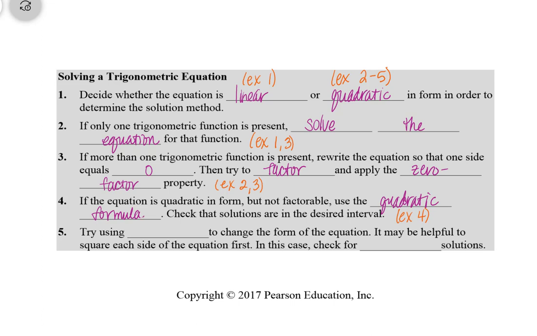Number 5, try using identities to change the form of the equation. It may be helpful to square each side of the equation first. In this case, check for extraneous solutions. Remember, extraneous solutions were extra solutions that showed up as you were solving them, but they don't solve the original problem.